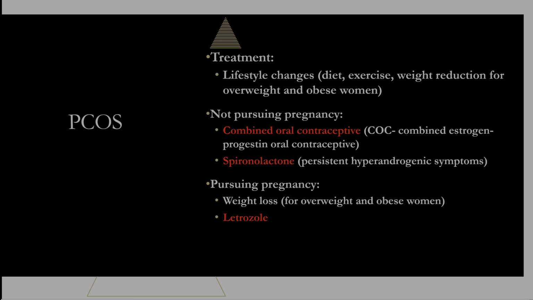So how does Letrozole work for ovulation induction? Well, Letrozole is an aromatase inhibitor. Aromatase, as we briefly discussed earlier during the pathophysiology review, is an enzyme that converts androgens into estrogen. So if we inhibit aromatase, less androgens are converted to estrogen, and we have much less estrogen in the body.